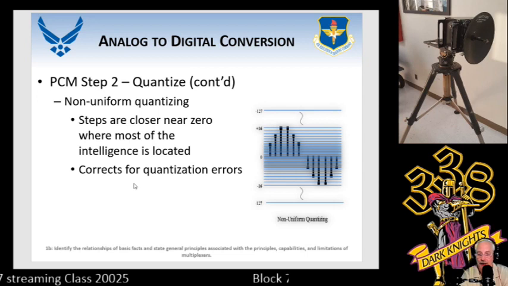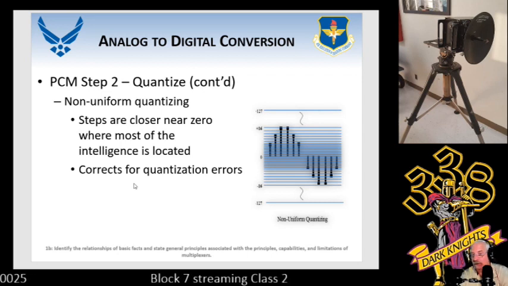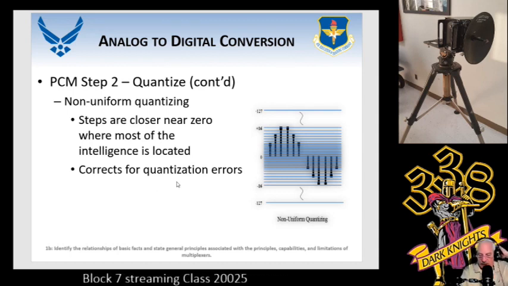And that's what I was trying to emphasize earlier. The non-uniform pushes those lines closer so you don't have the rounding errors. With uniform quantizing, you have a lot more quantization errors. Does that kind of help you out a little bit? Yes, sir. I was trying to think of how to say it, but I couldn't find words. Yeah. Non-uniform quantizing helps correct for most, notice that word, most quantization errors.